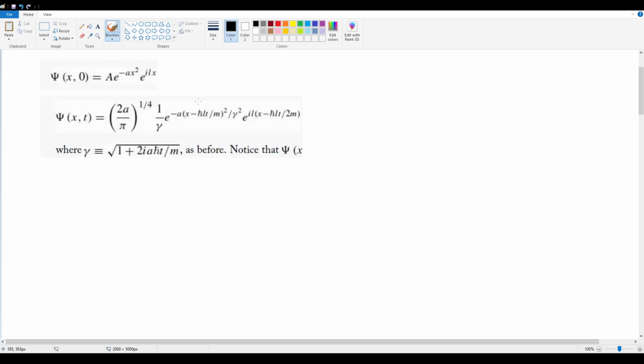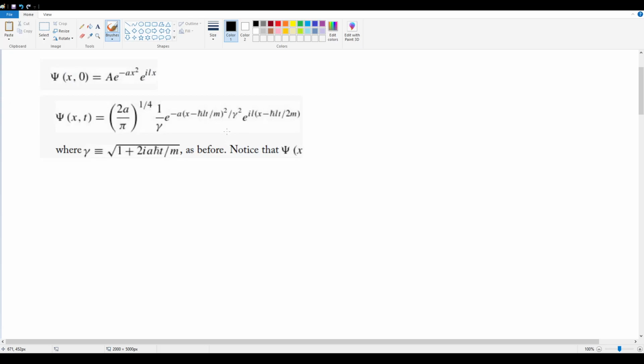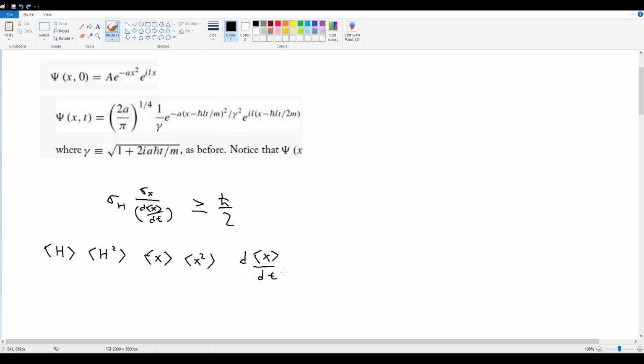And we're doing pretty much the exact same process, right? We're calculating sigma H, sigma x, the time derivative of the expectation of x, right? And at the end of the day, ultimately everything boils down to sigma H times sigma x divided by the derivative of the expectation of x with respect to time. And this is supposed to verify that this is indeed greater than or equal to the minimum value of h bar over 2. So once again, ultimately, we're trying to find the expectation of the Hamiltonian, the expectation of the Hamiltonian squared, the expectation of x, the expectation of x squared, and finally d times the expectation value of x with respect to time.